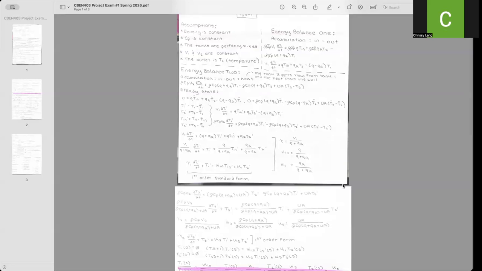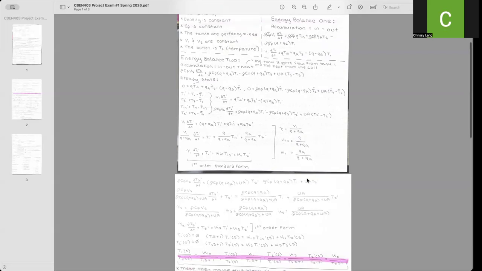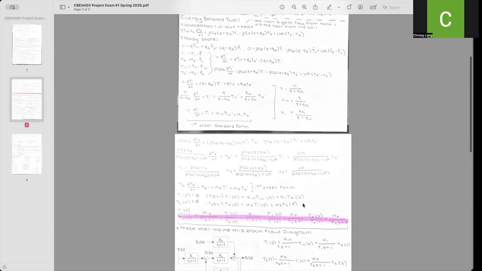And then I rearranged the equation into the standard first order form, tau1 dT1 prime over dt, and then I wrote this all out and defined everything here, which is how I got to that first order standard form. And then I did the same exact thing for the second one, putting that into the first order form again here.